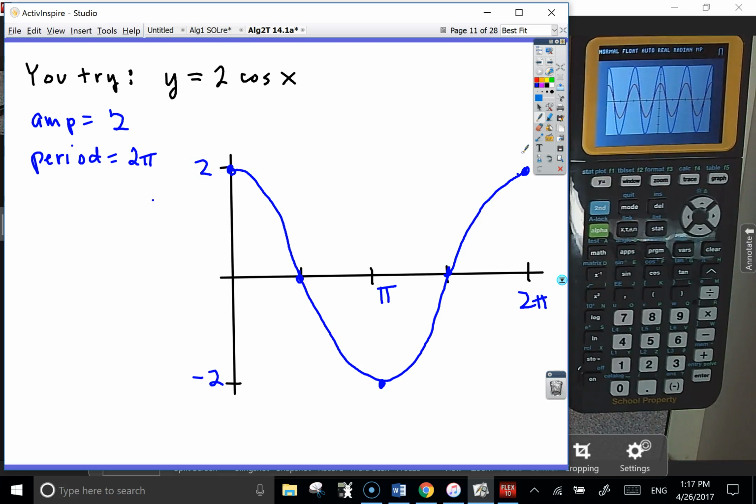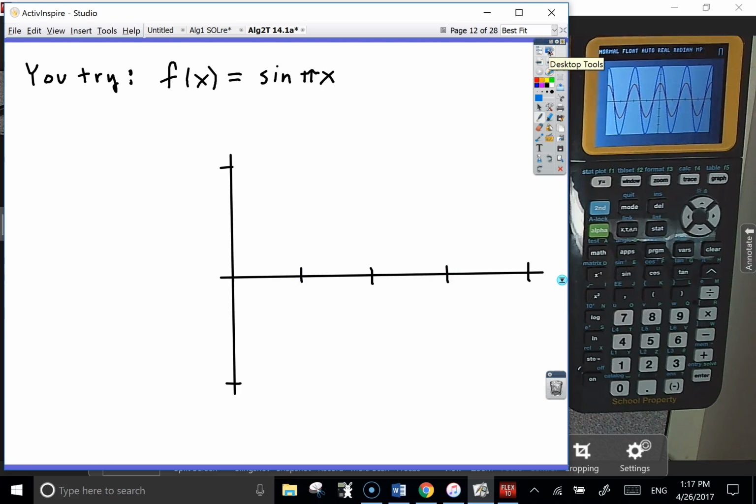Okay, next. So try this one. F of x equals the sine of pi x.